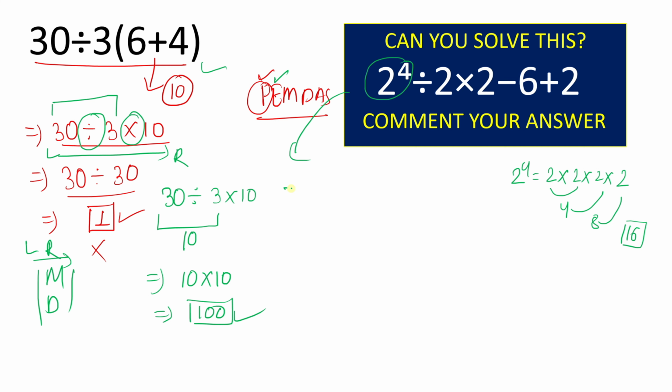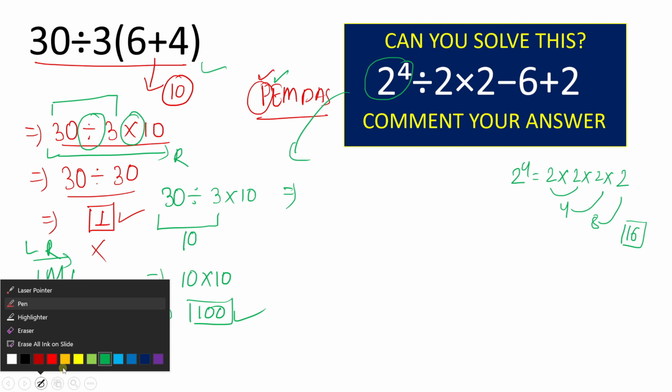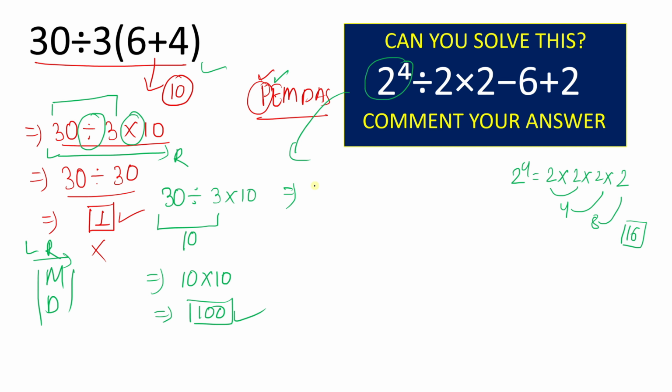So we can simply write here, let's change color to black, 16 divided by 2 times 2 minus 6 plus 2. Now here, as we know, there are multiplication and division operations, and in that case we have to solve left to right. And also there are subtraction and addition, and both have the same priority. So we will go through left to right operations.